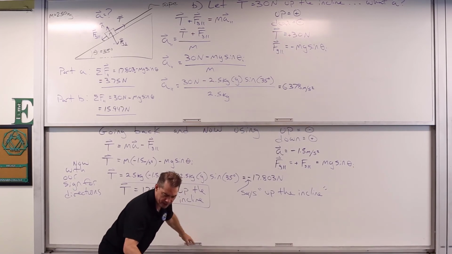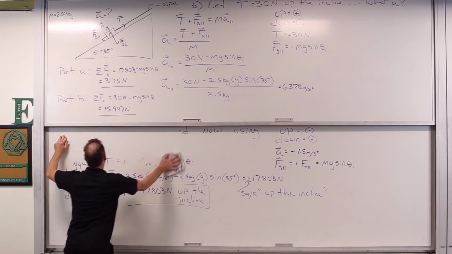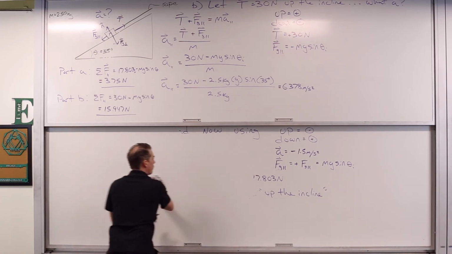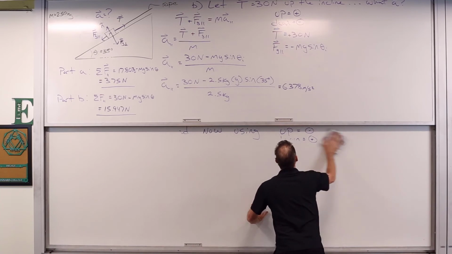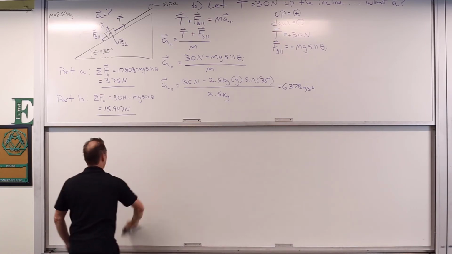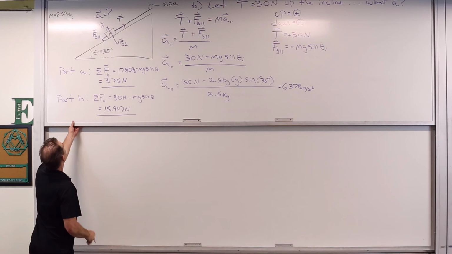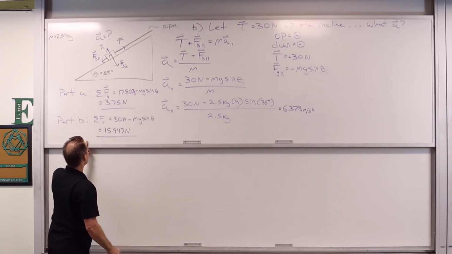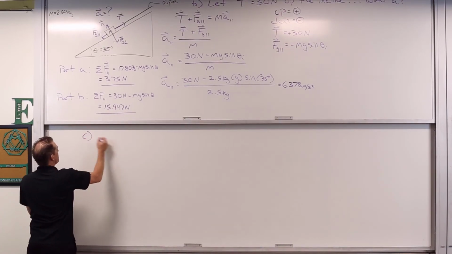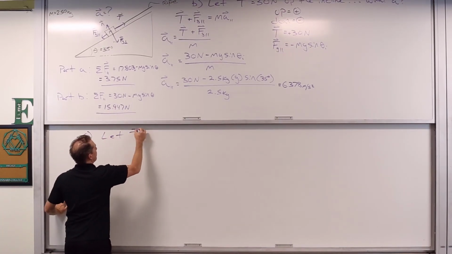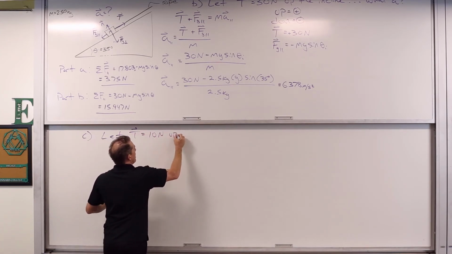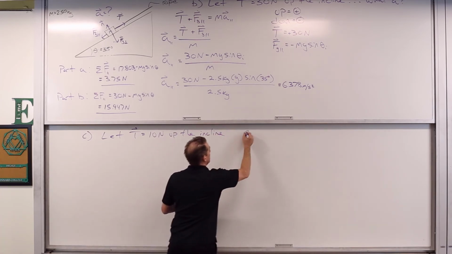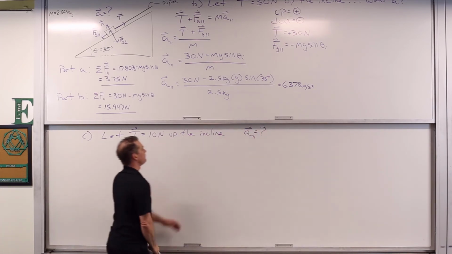All right, one last part here, and that'll be that for this problem. What happens if we go ahead and say, you know what? I'm going to have that tension reduced down to 10 newtons now. What is the acceleration of the mass? So we're still with this system. We're going to change the force of tension, and what do we get? Now we're going to let the force of tension be equal to 10 newtons up the incline still, and say A hat is equal to what?